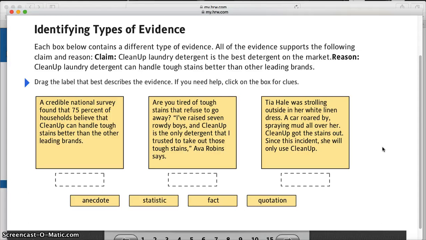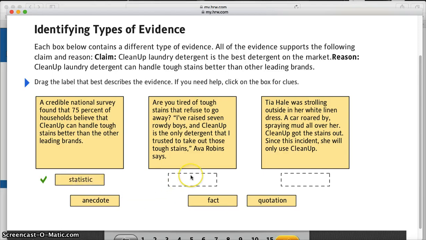So whenever you have an argument, you start very broad with the claim. So the claim is just saying it's the best. And then you get a little bit more specific by saying that it handles tough stains better. And then you need that evidence that's even more detailed. So the first piece of evidence right here: a credible national survey found that 75%, oh, there's a number, of households believe that Clean Up can handle tough stains better than the other leading brands. I see a number, so it must be a statistic.